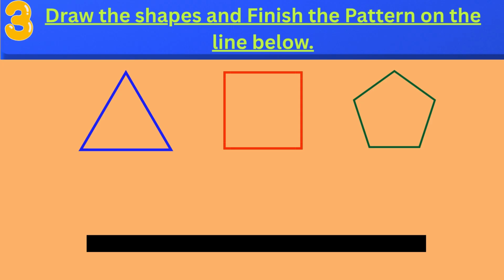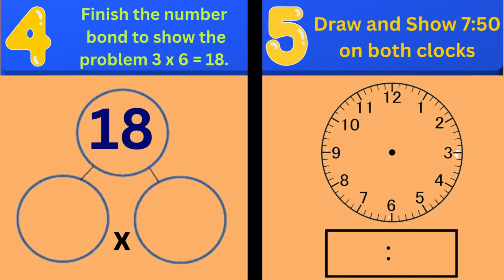Number 3, draw the shapes and finish the pattern on the line below. Number 4, finish the number bond to show the problem 3 times 6 equals 18. Number 5, draw and show 7:50 on both the analog and digital clocks.